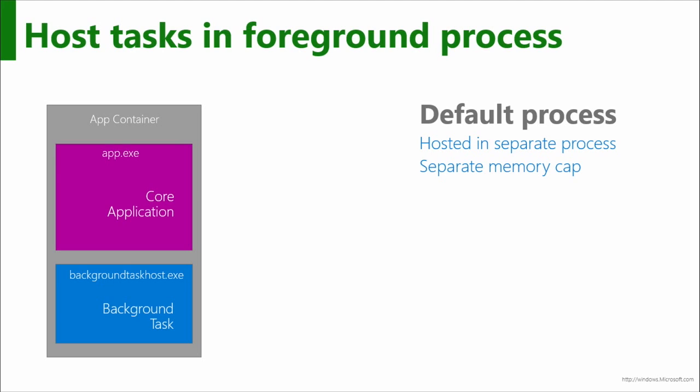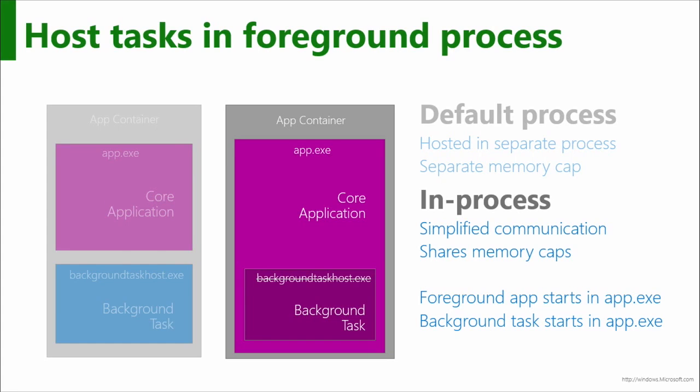It's got a separate process that's dedicated to that job. That's right. Your memory caps are also unique. So each app container then has its own memory cap that it has to negotiate. However, we have this scenario come up. Now they're inside the same app EXE app container. Now that means your background task is inside your core application, or inside your foreground application.